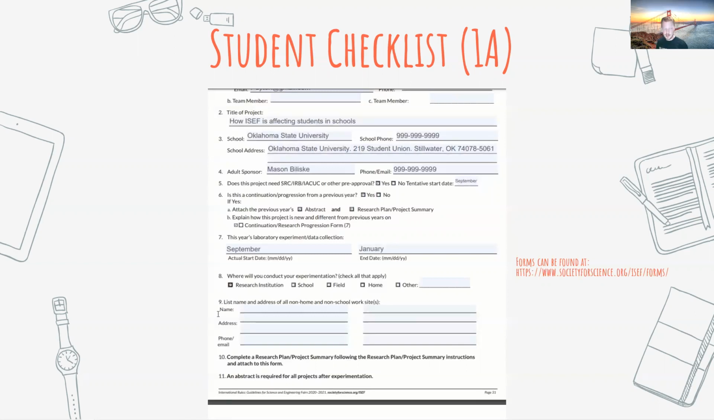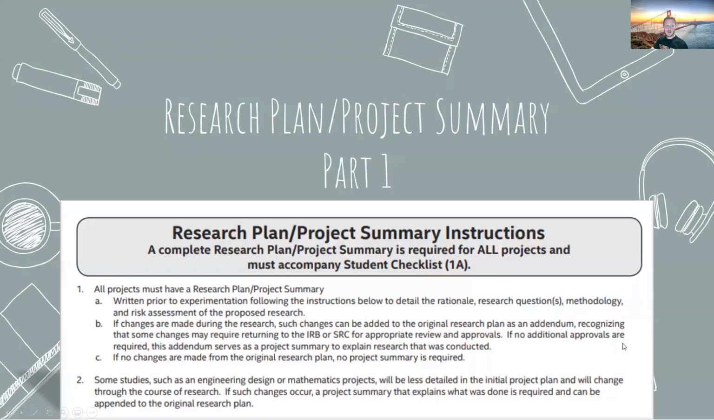Now, this is all the information that is needed for this form, and we'll go on to the next form now. Research plan / project summary, part 1. This is your project summary part of the form.